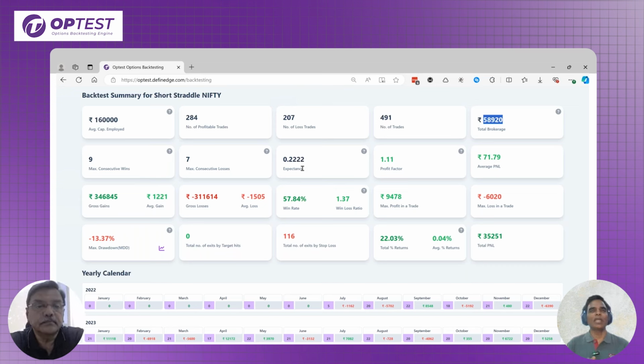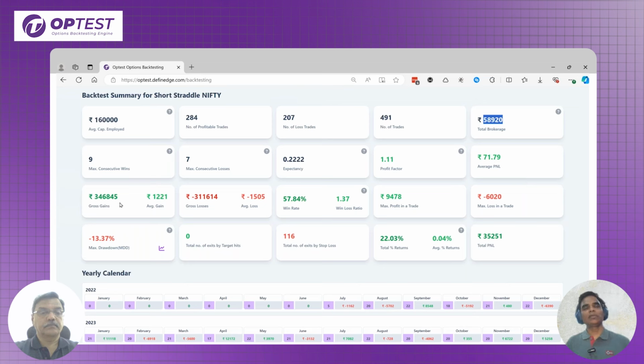So expectancy tells you whether this strategy will work in the long term or not. If it is positive, and higher, then it means that this strategy will work positively and will give good returns in the long term. Profit factor is nothing but the profit divided by the loss, gross profit and loss. And what is the average PNL for each day, how much you are getting? So 71 rupees on an average you are getting. Obviously considering both wins as well as losses.